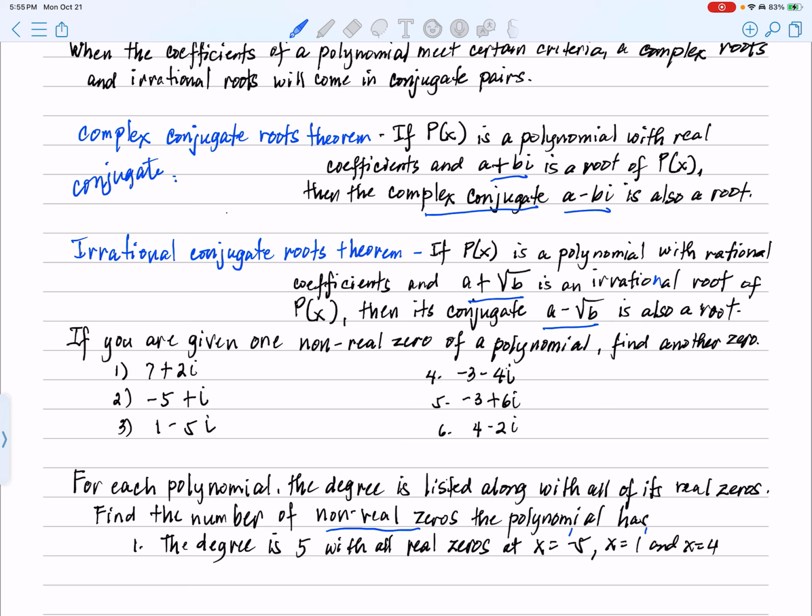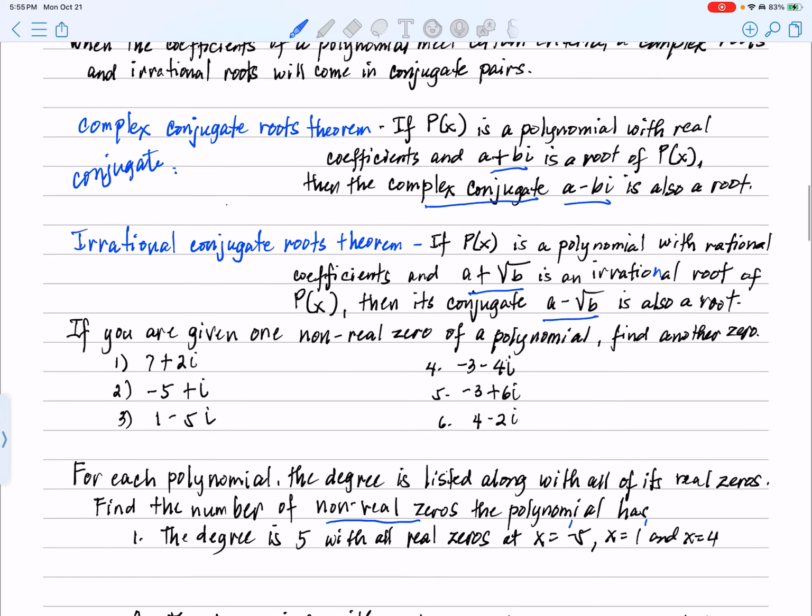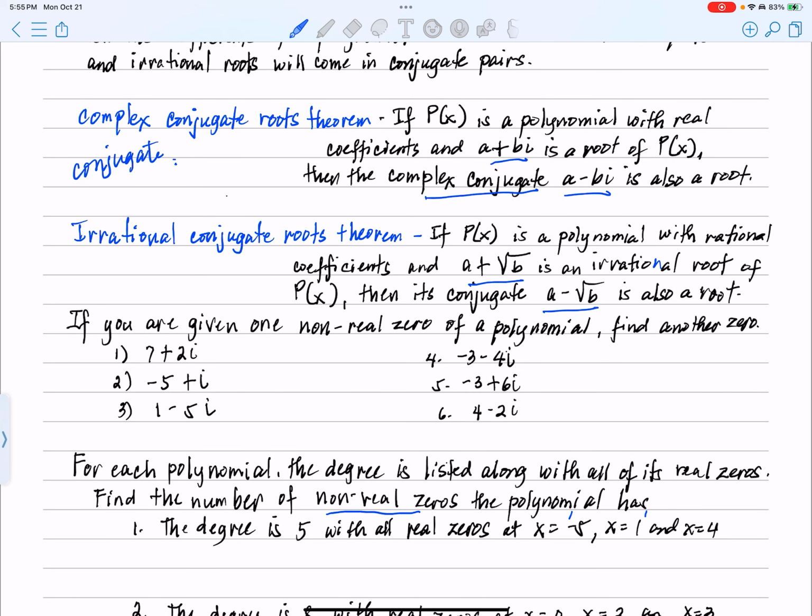Alright, let's get to know. If you are given one non-real zero of a polynomial, find the other zero. Say you're given 7 plus 2i. That means you are asked to get the conjugate. Conjugate: same terms, 7 and 2i, but the sign is changed. Instead of plus, it will become a minus.